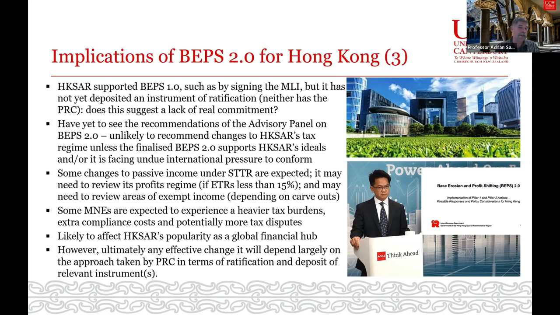There may need to be some review of the profits regime if effective tax rates are found to be less than 15%. So it's not just the statutory rate that's important, but it's the effective tax rate. It may also need to review some areas of exempt income, depending on whether they are permitted to remain as carve-outs or not under the BEPS 2.0.